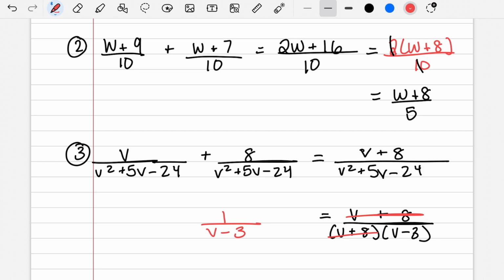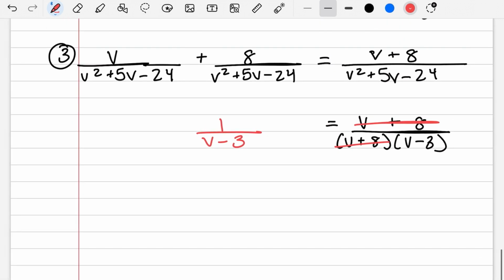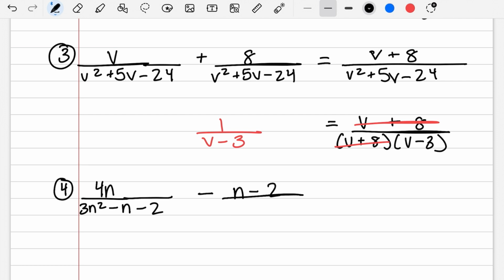The only thing that we have to be careful about is when we are subtracting, because we have to make sure that if there's a binomial, the subtraction goes to everything in that binomial. So let's do one more example. Let's take a look at 4n over 3n squared minus n minus 2, and I'm going to subtract from it n minus 2, all over 3n squared minus n minus 2.